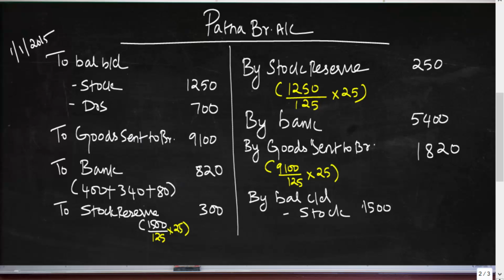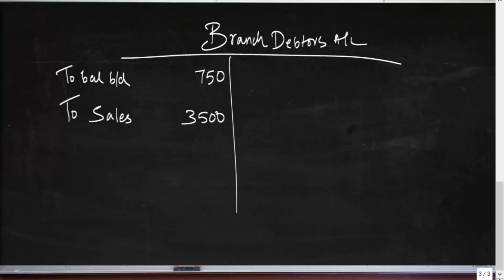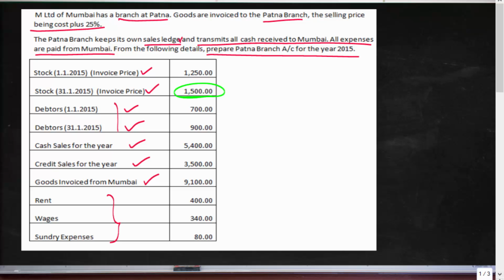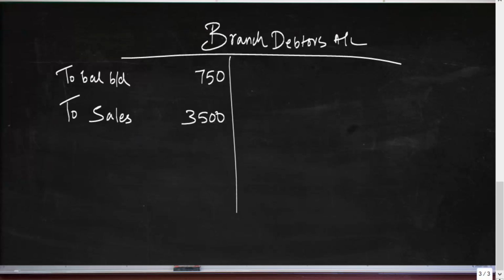Then we should know what is closing debtors. How will you find the closing debtors? You know what is the opening balance, you know what is sales, and you know what is closing debtors. I think closing debtors is directly available. So when closing debtors is directly available, you'll be able to find out what is the money you have received from your debtors. So here we'll say by balance carry down. By balance carry down, it works out to 900.